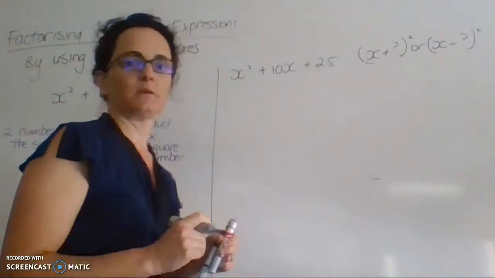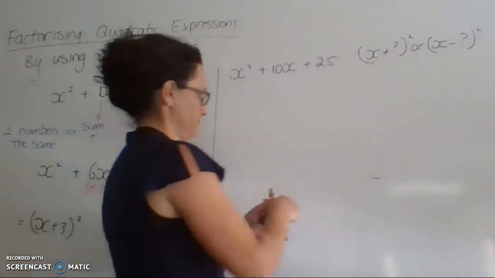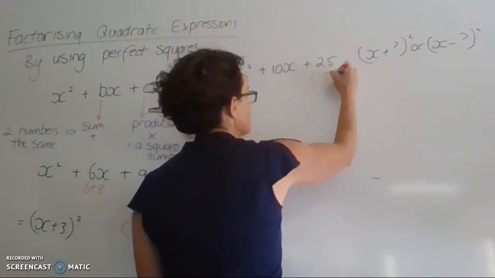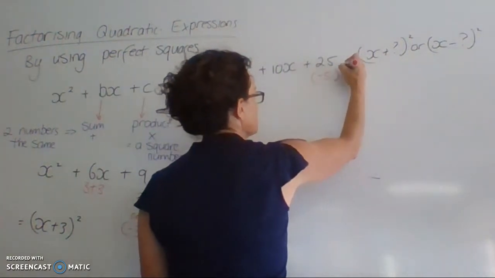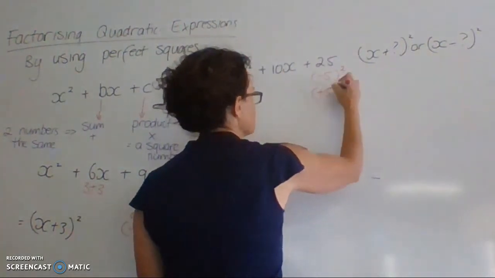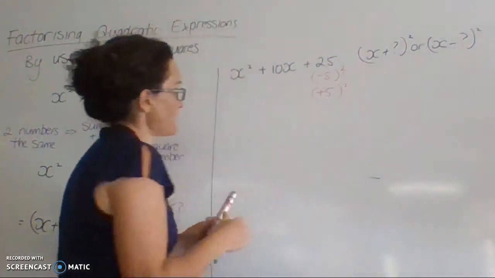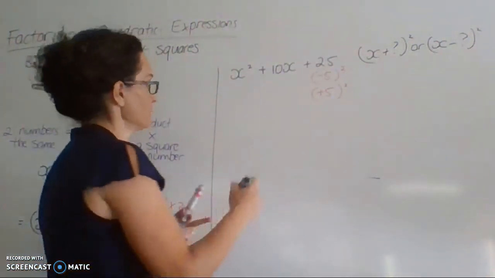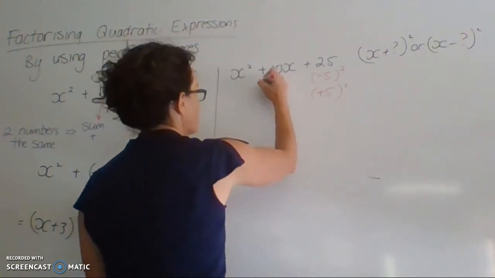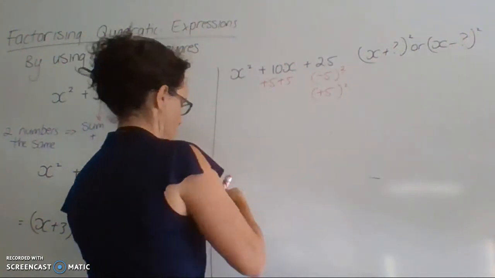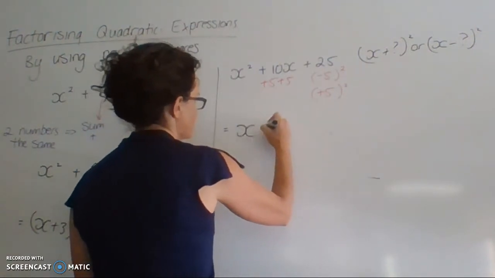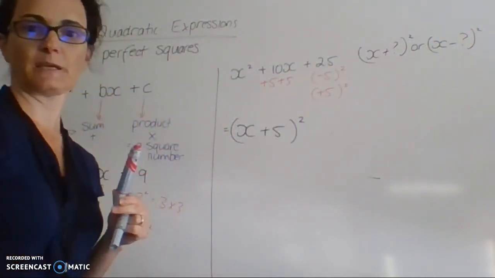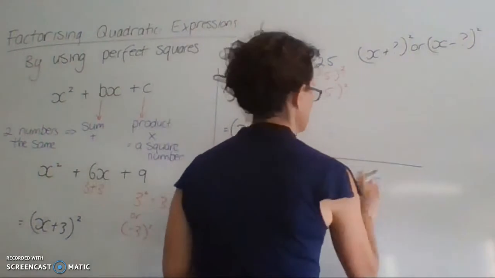All right, so what is the square root of 25? It's either minus 5 squared or positive 5 squared. The two numbers have to add together to equal 10. Negative 5 plus negative 5 does not equal positive 10. So it's positive 5 and positive 5. So therefore, we rewrite that as x plus 5 squared. Okay? Another example.